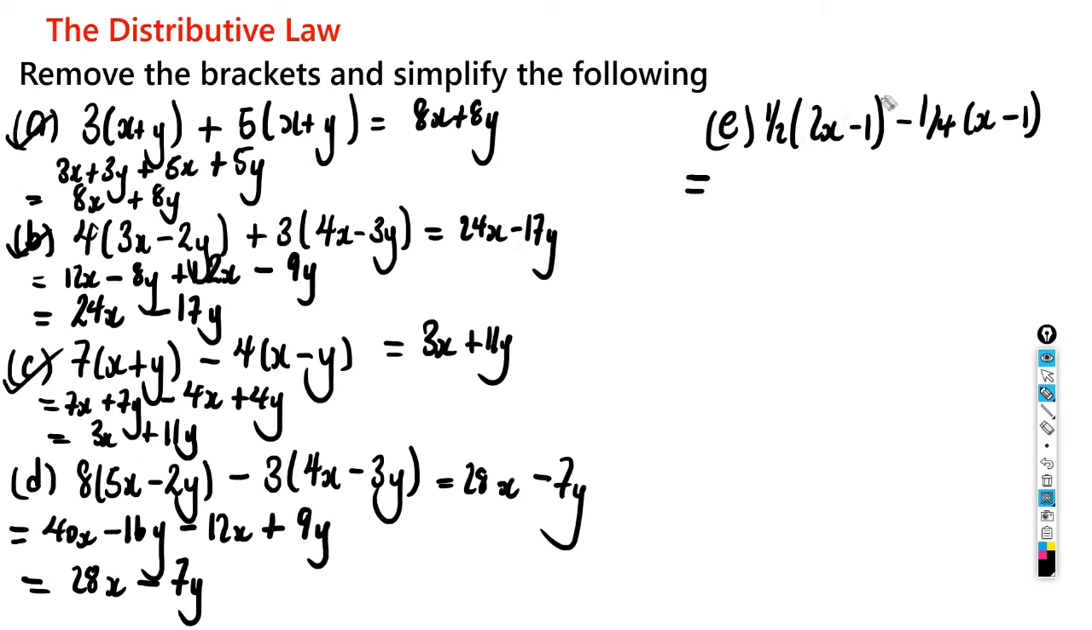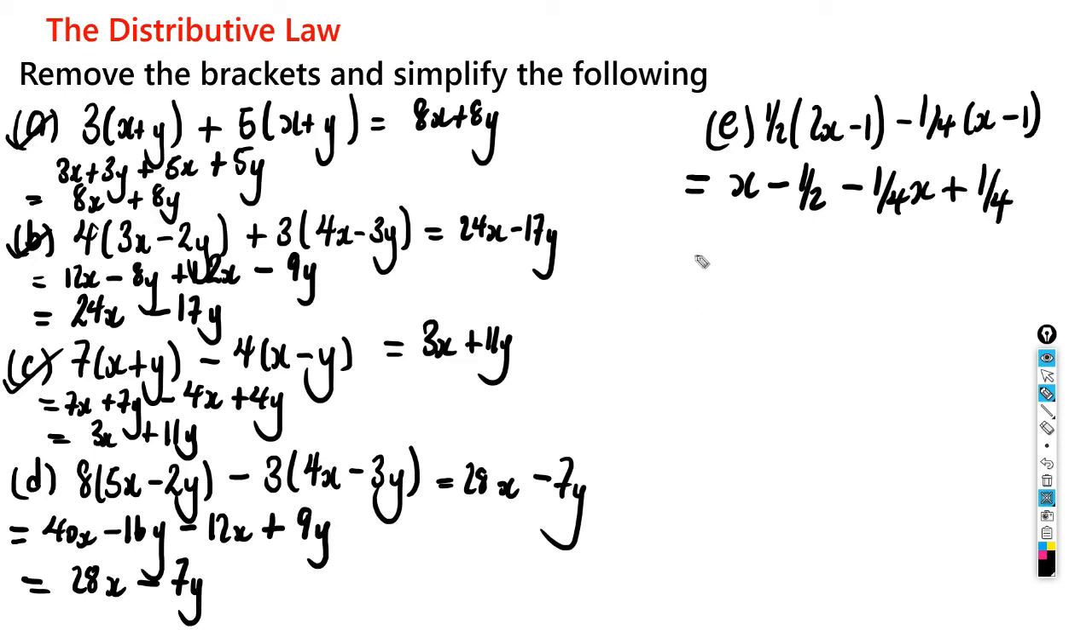We have a half multiplied by 2x, which would give us x. And then we have a half multiplied by negative 1, which would give us negative a half. Then we have negative a quarter multiplied by x, which would give us negative 1 over 4 x. Then this negative a quarter times negative 1 would give us a positive 1 over 4.